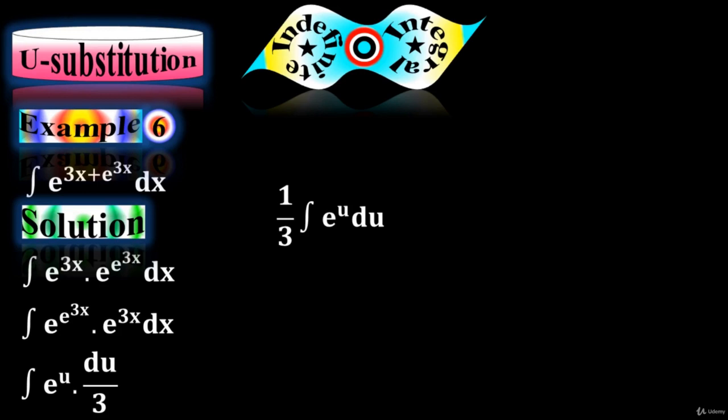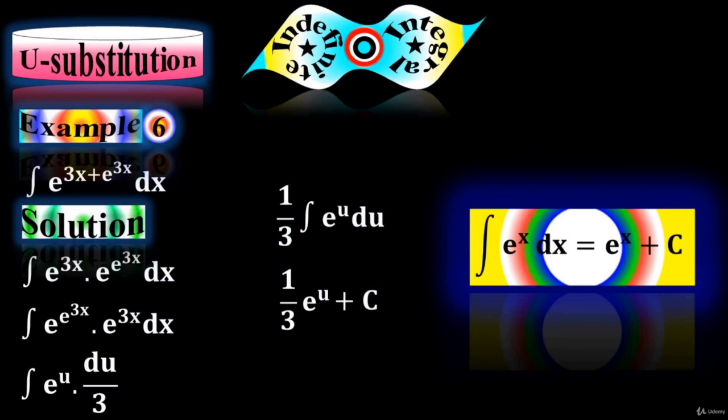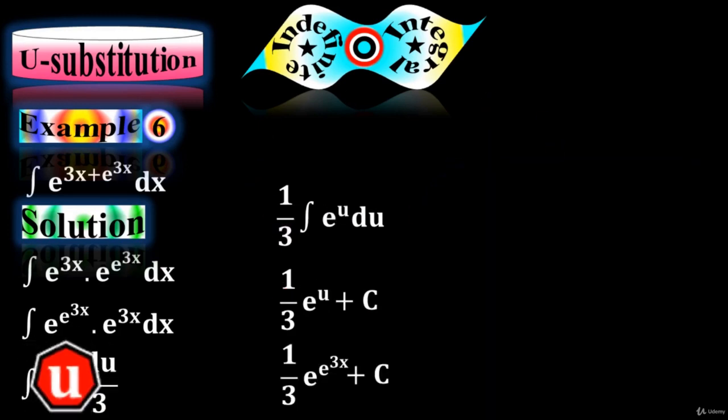Take the integration of e to the u with respect to u. When you integrate this term, you will get 1 over 3 times e to the u. Integral of e to the u is e to the u plus arbitrary constant. Remember, we applied this formula here. The value of x is u here. Now substitute back the value of u, which was e to the 3x.